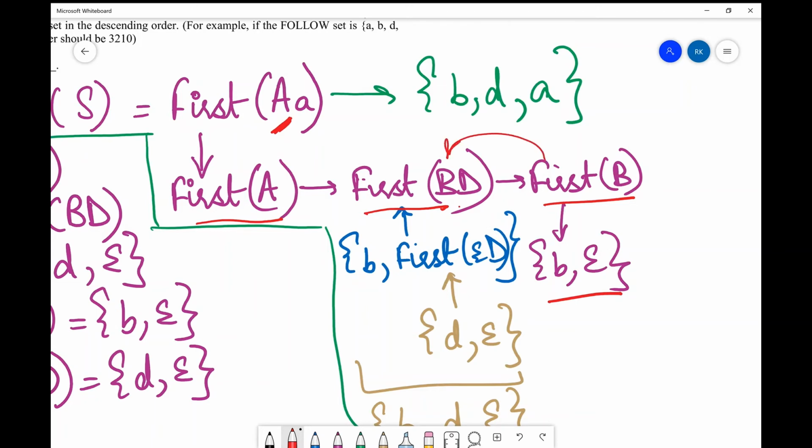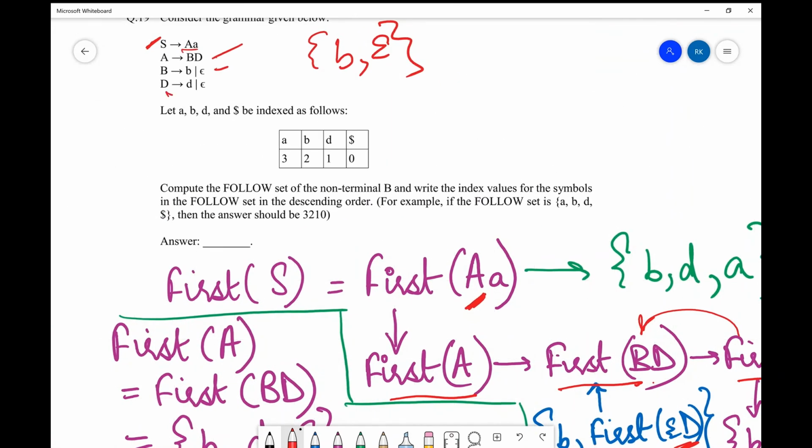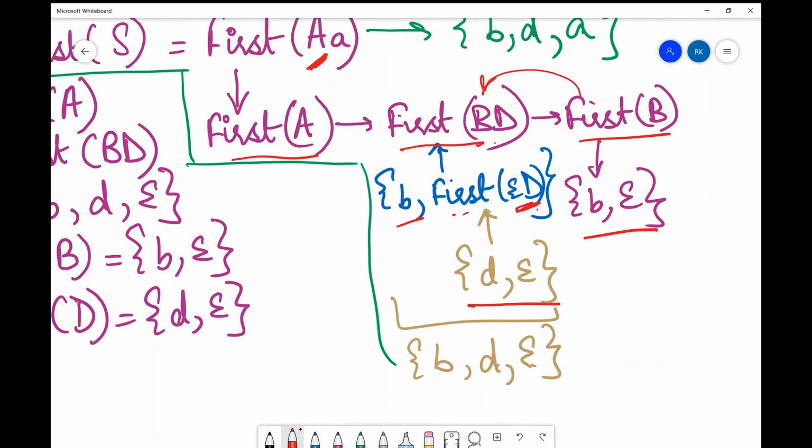Now for B it is fine. Then for epsilon it becomes first of epsilon D, which is first of D, right? Now what is first of D? Again in the question you see first of D is D comma epsilon. So that is what I've written over here, first of D comma epsilon. Then what is the value of first of this? It is B, D and epsilon. So this becomes first of A is B, D and epsilon.